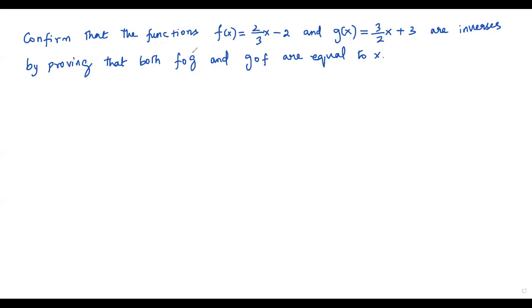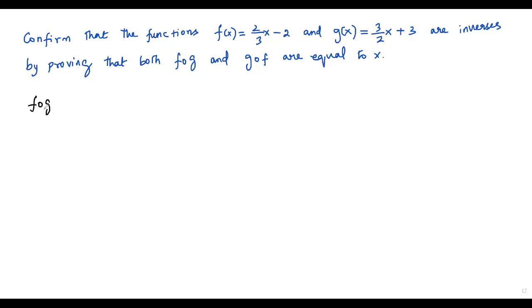Okay, so first I have to find the result of f∘g, it must be equal to x, and then I have to find the result of g∘f, that also must be x. So when I get x as a result for both f∘g and g∘f, I can prove that the two functions f of x and g of x are inverses to each other. Okay, first let's find f∘g.